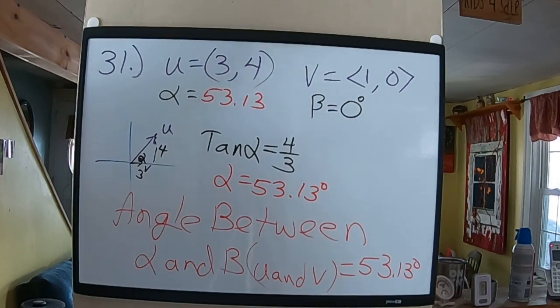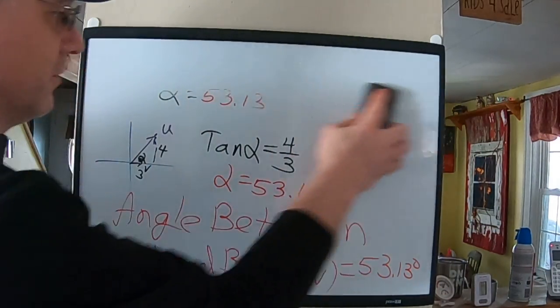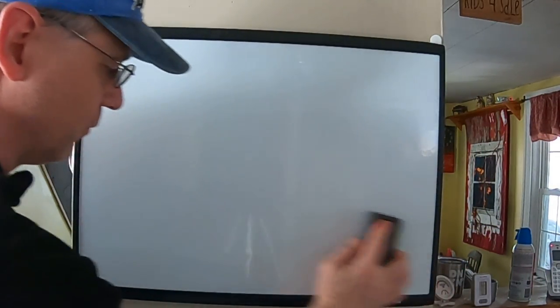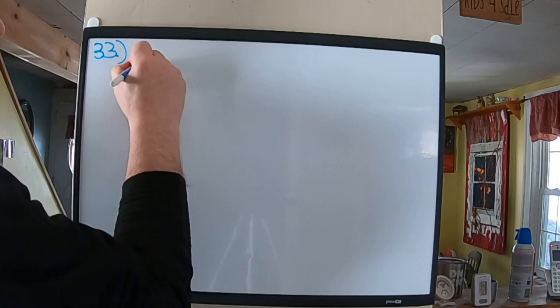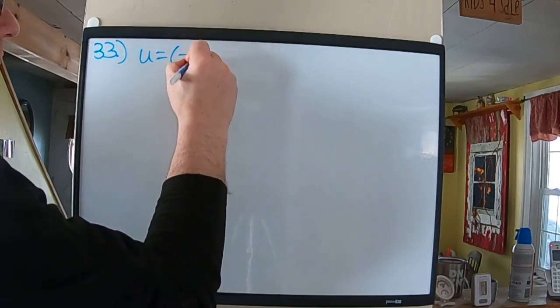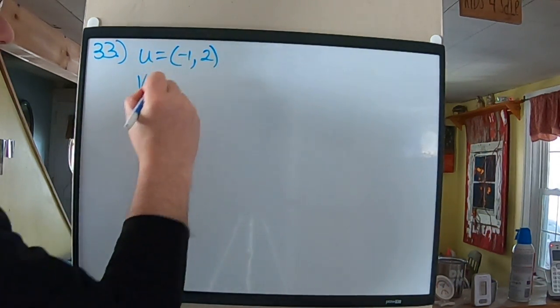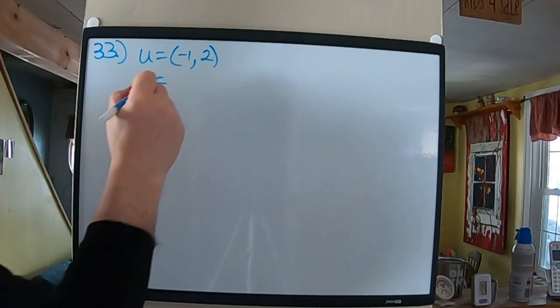33 is a little more work. Let's take a look at 33. Hopefully I can fit it all on one board. Now we'll have to erase in the middle of the problem. All right, so 33. I'll write a little smaller so we can fit it. U is -1, 2. V is 3, -4.